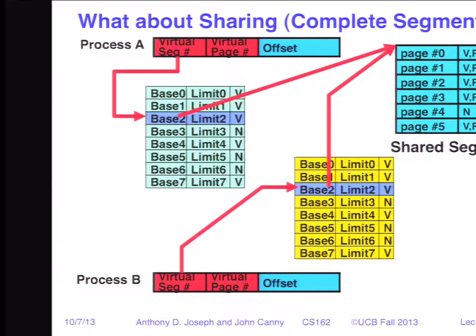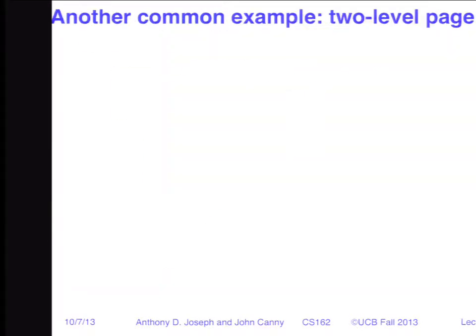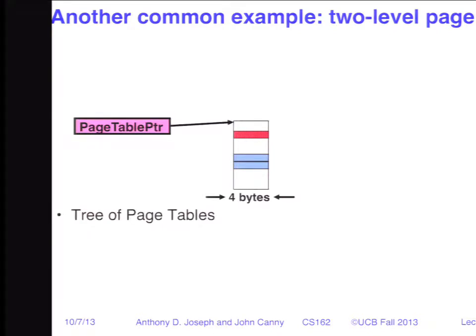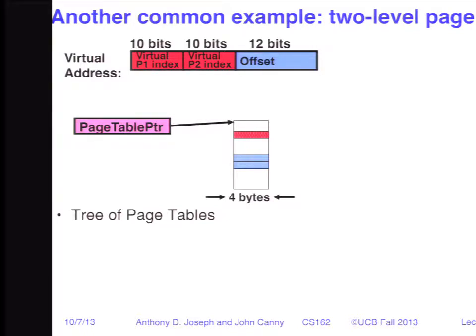Okay, another very common approach, in fact what most systems use, is a two-level paging hierarchy. Here we have our page table pointer, and it points to a top-level page table. We're going to say our page table entries are 4 bytes in size. Our virtual address is now split up into two sets of virtual page numbers. The first set refers to the top-level table. The second set refers to the second-level page table. And then we have our offset as before. So we've taken our 32-bit address and split it up into 12 bits of offset, 10 bits of virtual page number 2, and 10 bits of virtual page number 1.